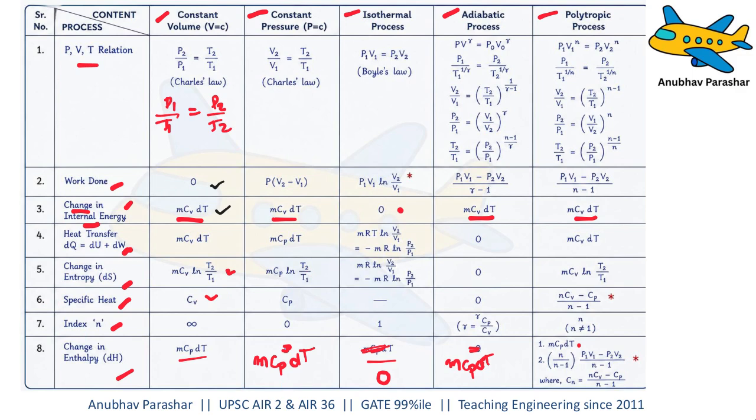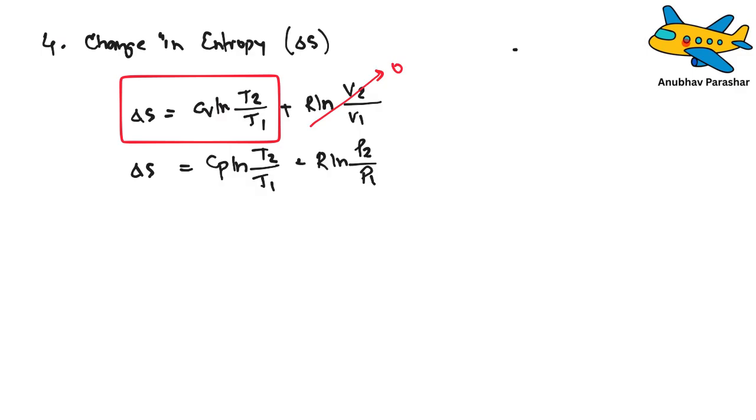So let us try to find out what is index n. Now, all the processes, if they are represented as PV to the power n is equal to constant, if this is how we represent any process, so what is the index n? That is the question. And this equation will be required because we represent all different processes using PV to the power n is equal to C.